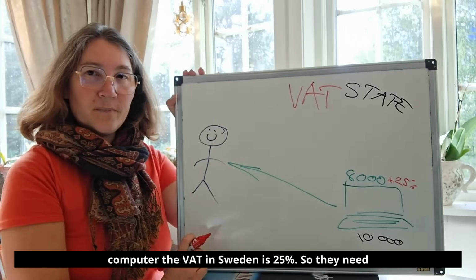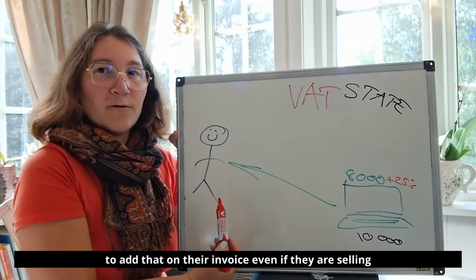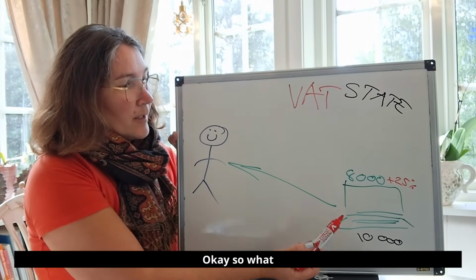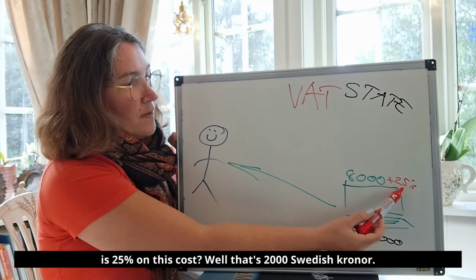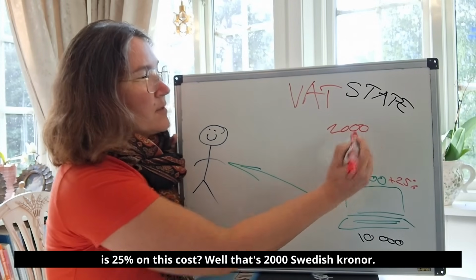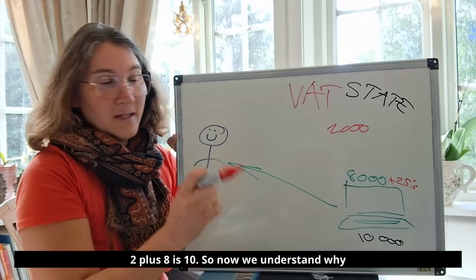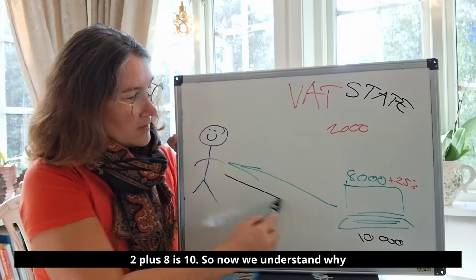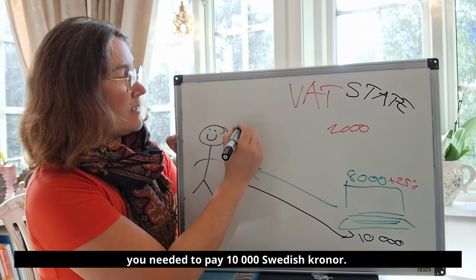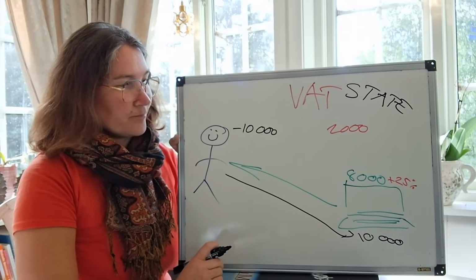And on a computer, the VAT in Sweden is 25%. So they need to add that on their invoice, even if they are selling it to you who are a company. Okay, so what is 25% on this cost? Well, that's 2,000 Swedish kronor. 2 plus 8 is 10. So now we understand why you needed to pay 10,000 Swedish kronor. Okay, so we write that here. 10,000 out from your bank account.